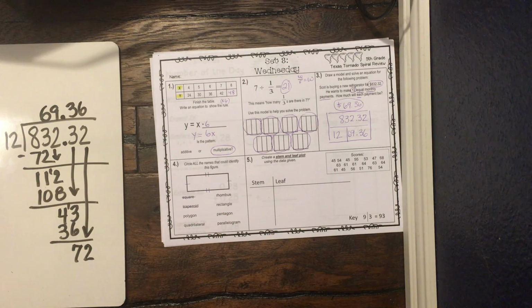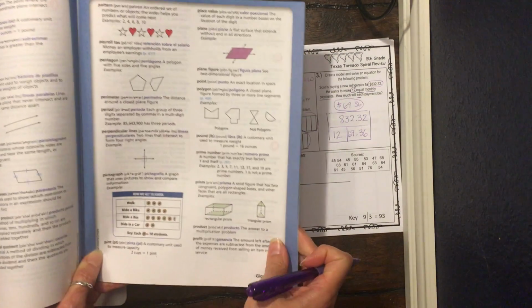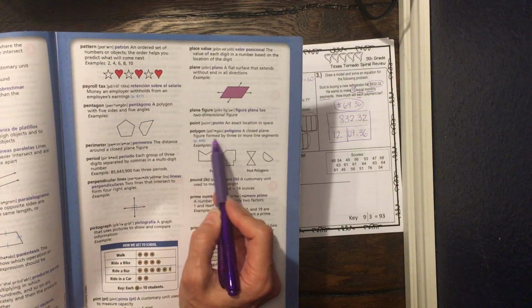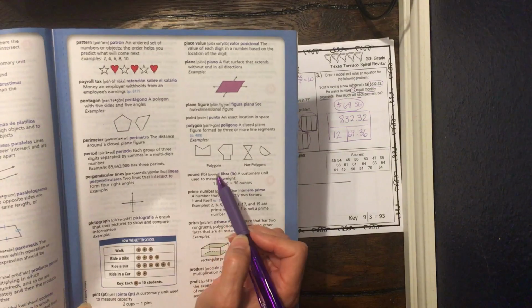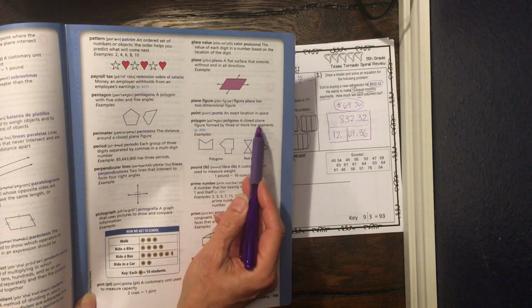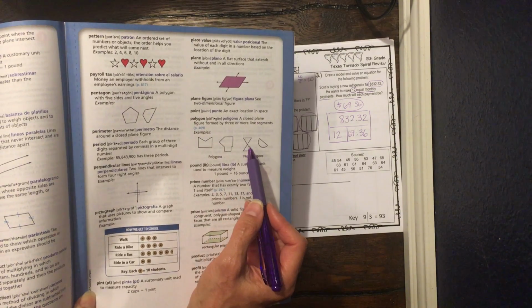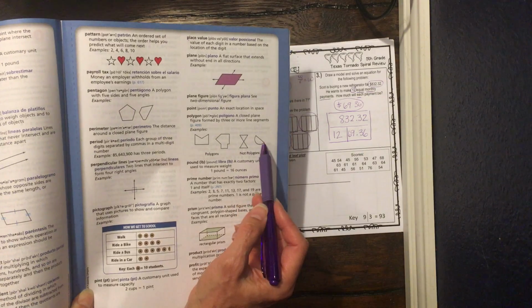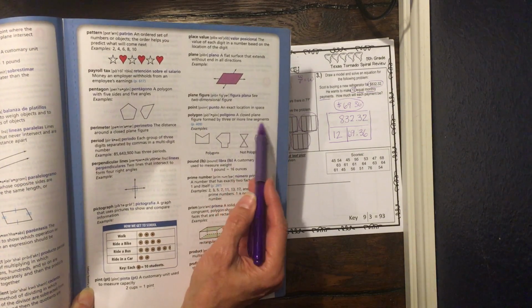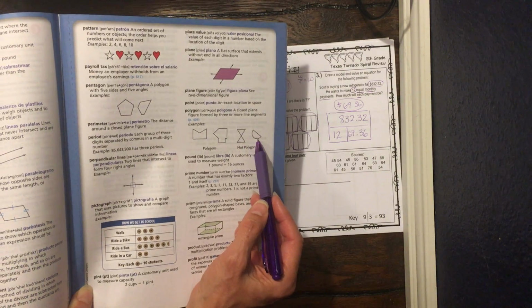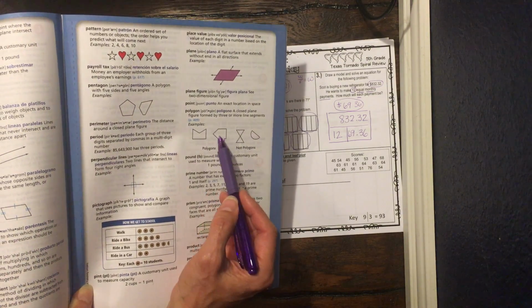Is this a polygon? Well, here's the definition. It says a closed plane figure formed by 3 or more line segments. So here's some examples. A polygon is a closed plane. That means this is not a polygon because it overlaps, right? And it has 3 or more line segments, so it can't have any curved lines. So that's why this is not a polygon. So either one of these are polygons.